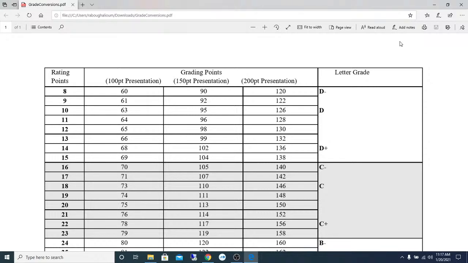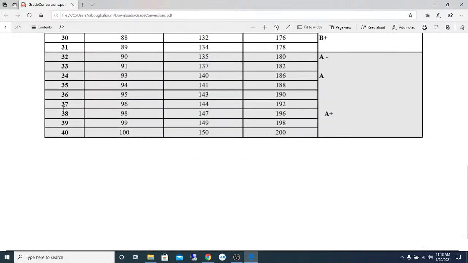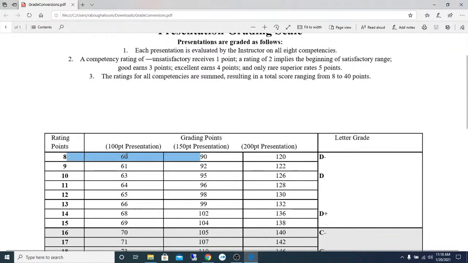They're all graded based on this 40-point grading system. So 8 points out of 40 is a 60 on a 100-point presentation. It's a 90 on a 150-point presentation and 120 on a 200-point presentation. However, all of those grades equal a D-, all right?